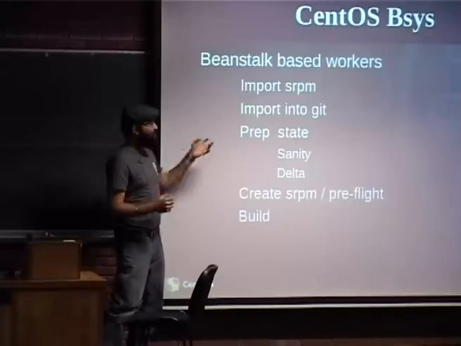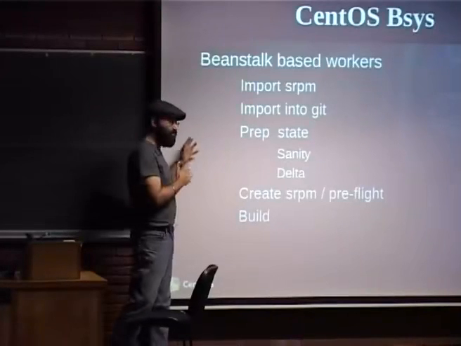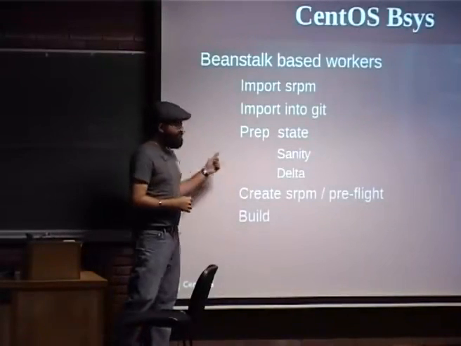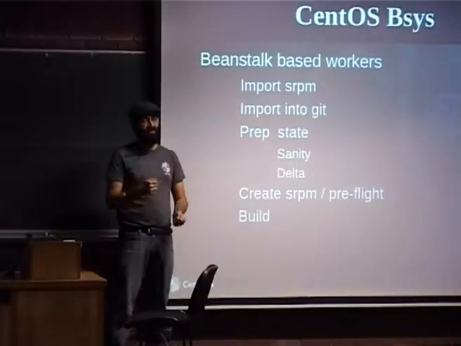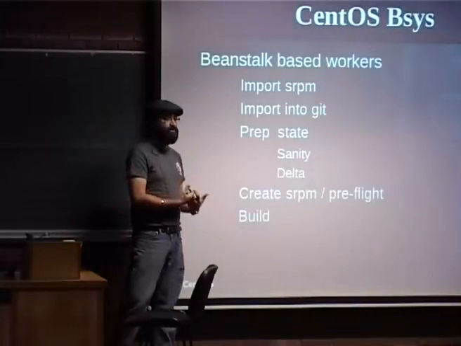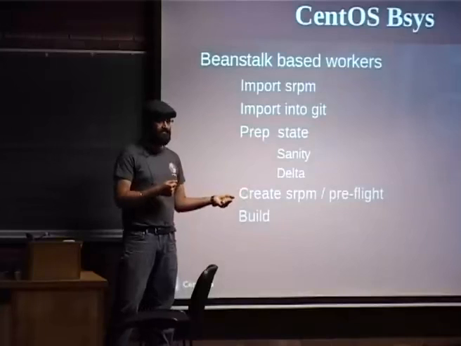So this is basically what we do. We import a source RPM as it's released upstream, downstream, wherever. Everything has to start with an RPM, and everything finishes with an RPM. We import it into Git. We have a prep stage where we disassemble the source RPM and do some sanity tests. We want to make sure that the tarballs included in the source RPM are the tarballs that the project shipped, and nobody in root has fiddled with them.